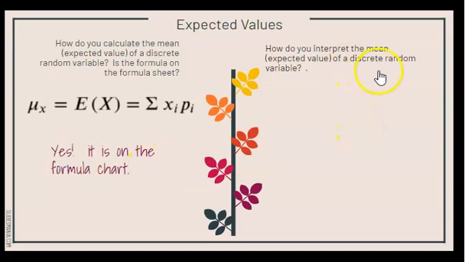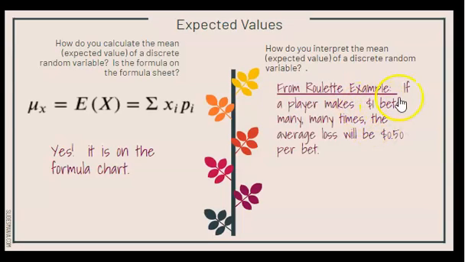Now, how do you interpret an expected value of a discrete random variable? So from the roulette example, it says if a player makes $1 bets many, many times, the average loss would be 5 cents per bet. So notice I don't put negative on this. I include the negative in words by calling it a loss. If it was positive, I would say a gain. Okay, so be careful about that.